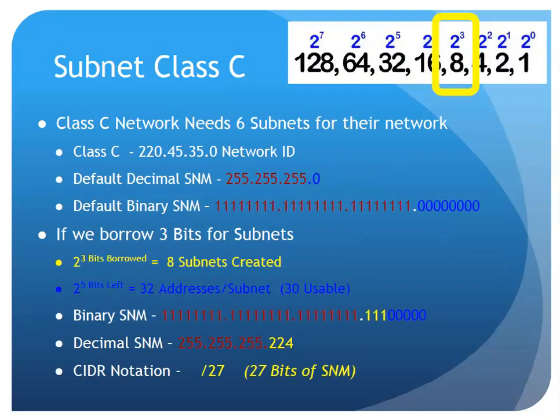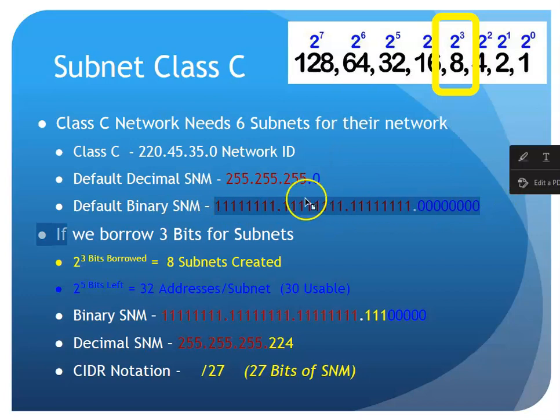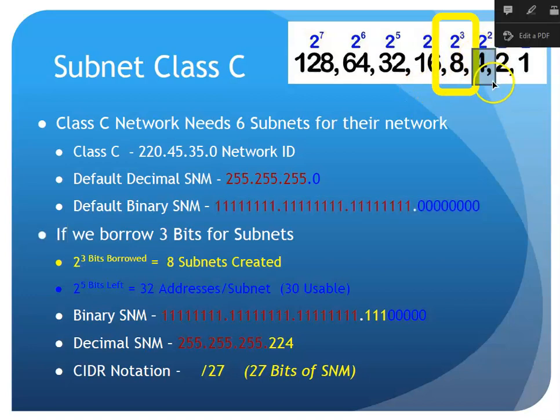All right, so let's take a Class C network. This Class C network says they need 6 subnets for various groups of users. So they have a 220.45.35.0 network. Here's the default subnet mask. Here's the default subnet mask in binary. We are going to borrow 3 bits because we know if we borrow 2 bits, it's only going to give us 4 subnets. We're going to borrow 3 bits, it's going to give us 8 subnets. So we will have 2 left over.